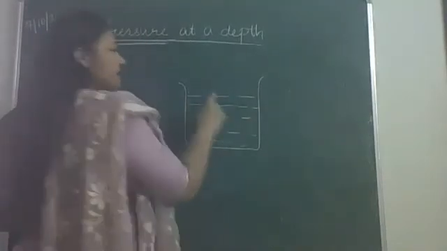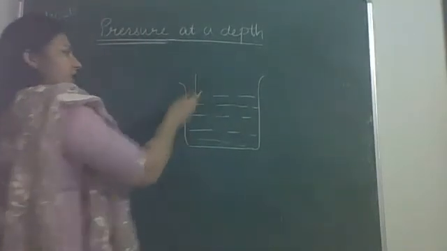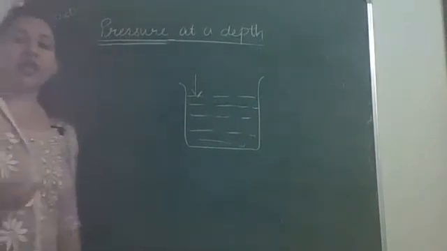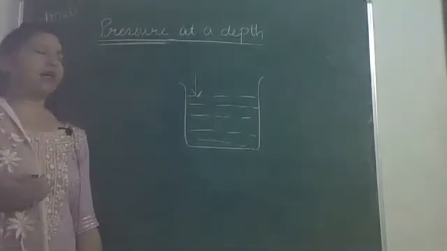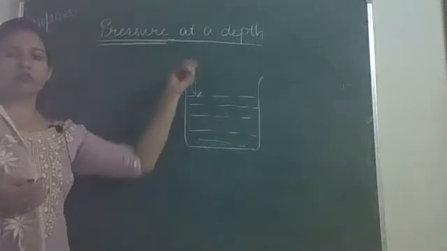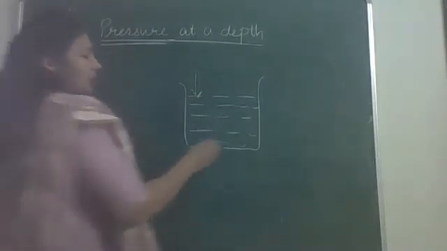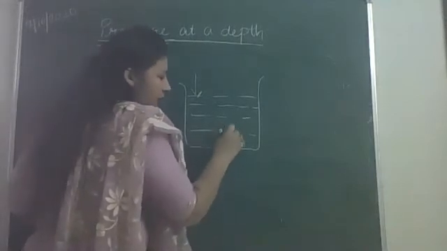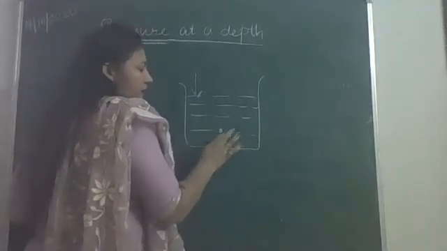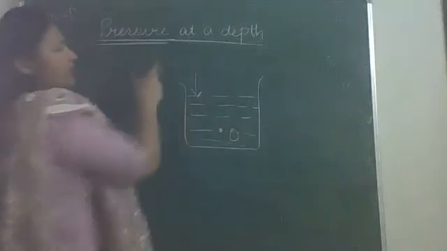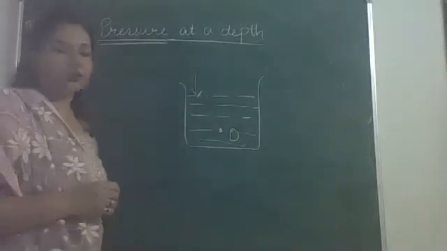This is the free surface. What is the pressure existing at the free surface? That is atmospheric pressure, because it is exposed to air. So the pressure on the surface will be atmospheric pressure. But we are talking about pressure at this point. Let us call it point O, because we are already using P for pressure.